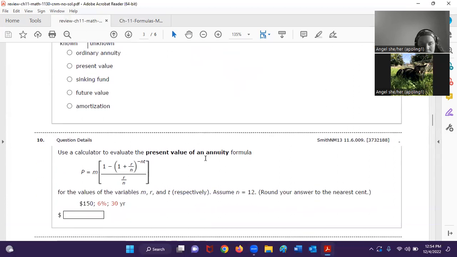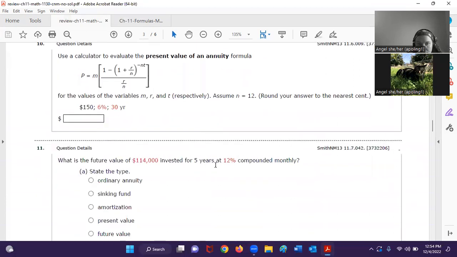Okay, so here they just give you the formula. You find what they're asking for. So again, a lot of this test and review is just, can you get the calculator work right? All right, so M is our 150. And N, they tell us, is 12.